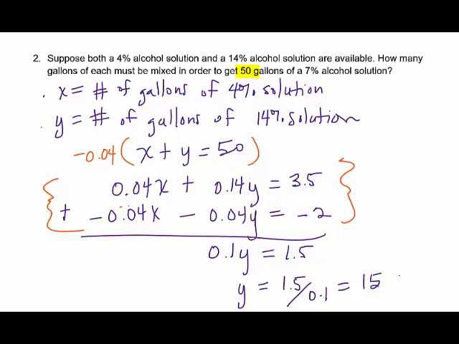Okay, now we found y pretty quickly. Y is the number of gallons of the 14% solution, and we know there's a total of 50 gallons altogether, so that must mean that there's 35 gallons of the 4% solution needed.